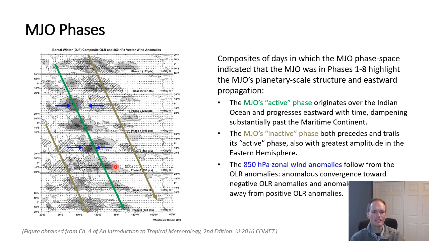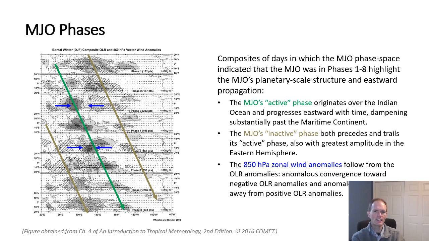The 850 hectopascal zonal wind anomalies, the vectors that we see here within each of the panels, follow from the outgoing long-wave radiation anomalies. So highlighting phase 3 here in the third panel and phase 5 here in the fifth panel, the vectors are directed from east to west to the east of the active phase and west to east to the west of the active phase, implying anomalous low-level convergence that would then facilitate rising motion through the tropospheric column, leading to suppressed outgoing long-wave radiation associated with enhanced thunderstorm activity.